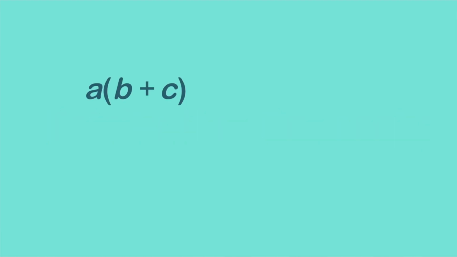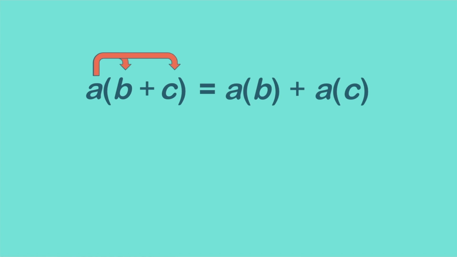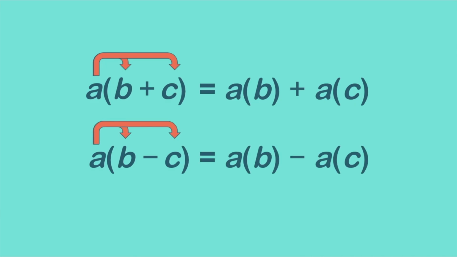If we have A times the quantity B plus C, we'll distribute A to each term inside the parentheses by multiplication. So this will become A times B plus A times C. The distributive property works with subtraction too. So if we have A times the quantity B minus C, we get A times B minus A times C. Great, let's put this to use in some examples.